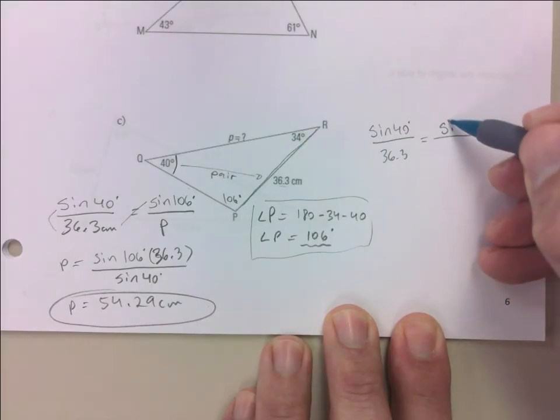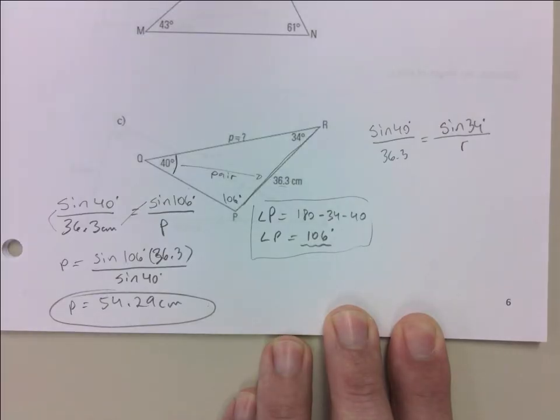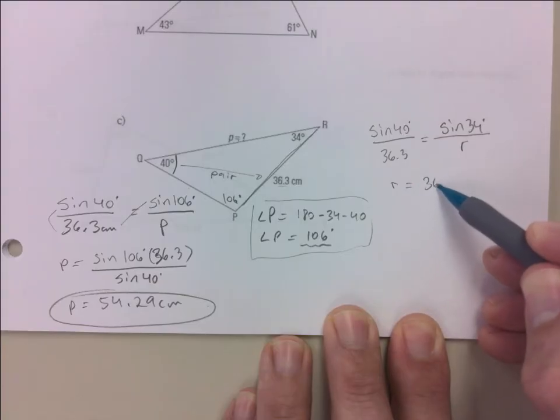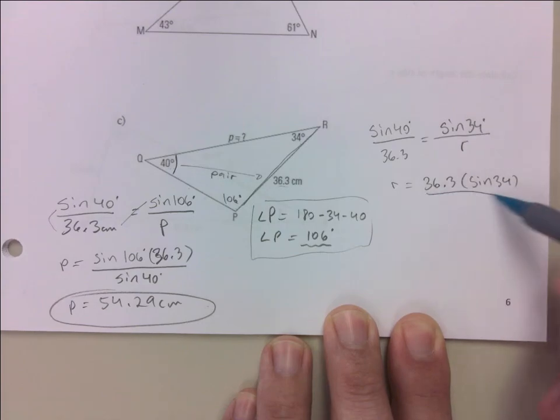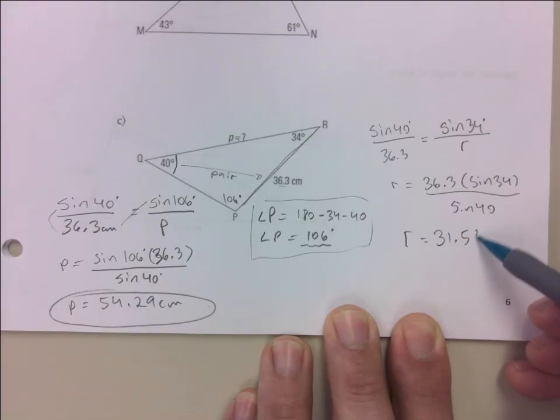Except for now we're going to use sine of 34. That's going to find us R, right? Because this angle's across from that. 36.3 times sine of 34 divided by sine of 40. That is 31.58 centimeters.